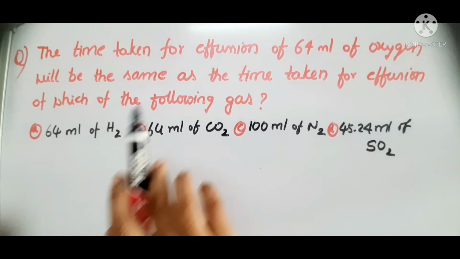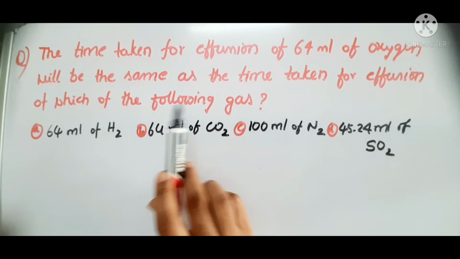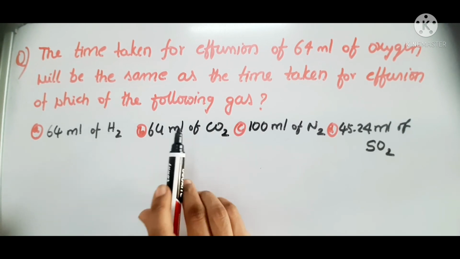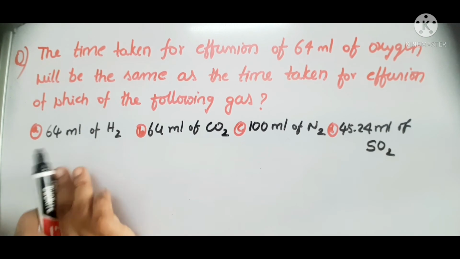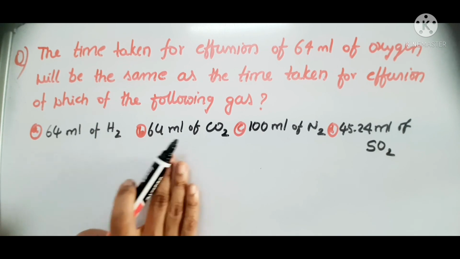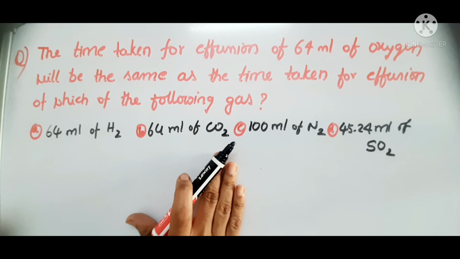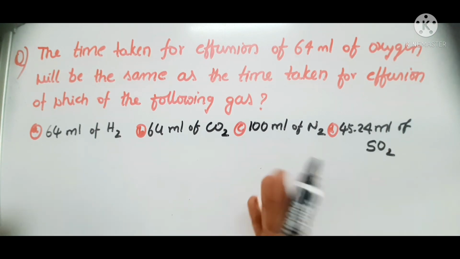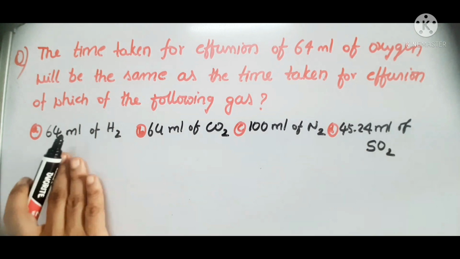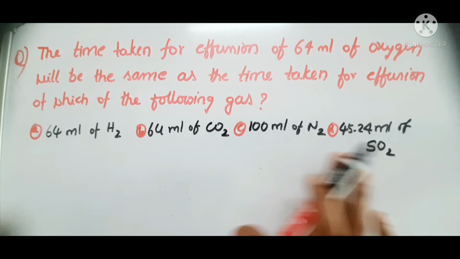Next question is the time taken for effusion of 64 ml of oxygen will be the same as the time taken for the effusion of which of the following gases. So you have to pick up the answer by thinking like these two are not going to be the answers. Why? Because no two gases have the same volume diffused at same rate. Why? Because they have different molecular weights. Different molecular weight gases diffuse with different rates in different times, right? So these two have the same volume, so these two are not answers. So you have to calculate for these two.